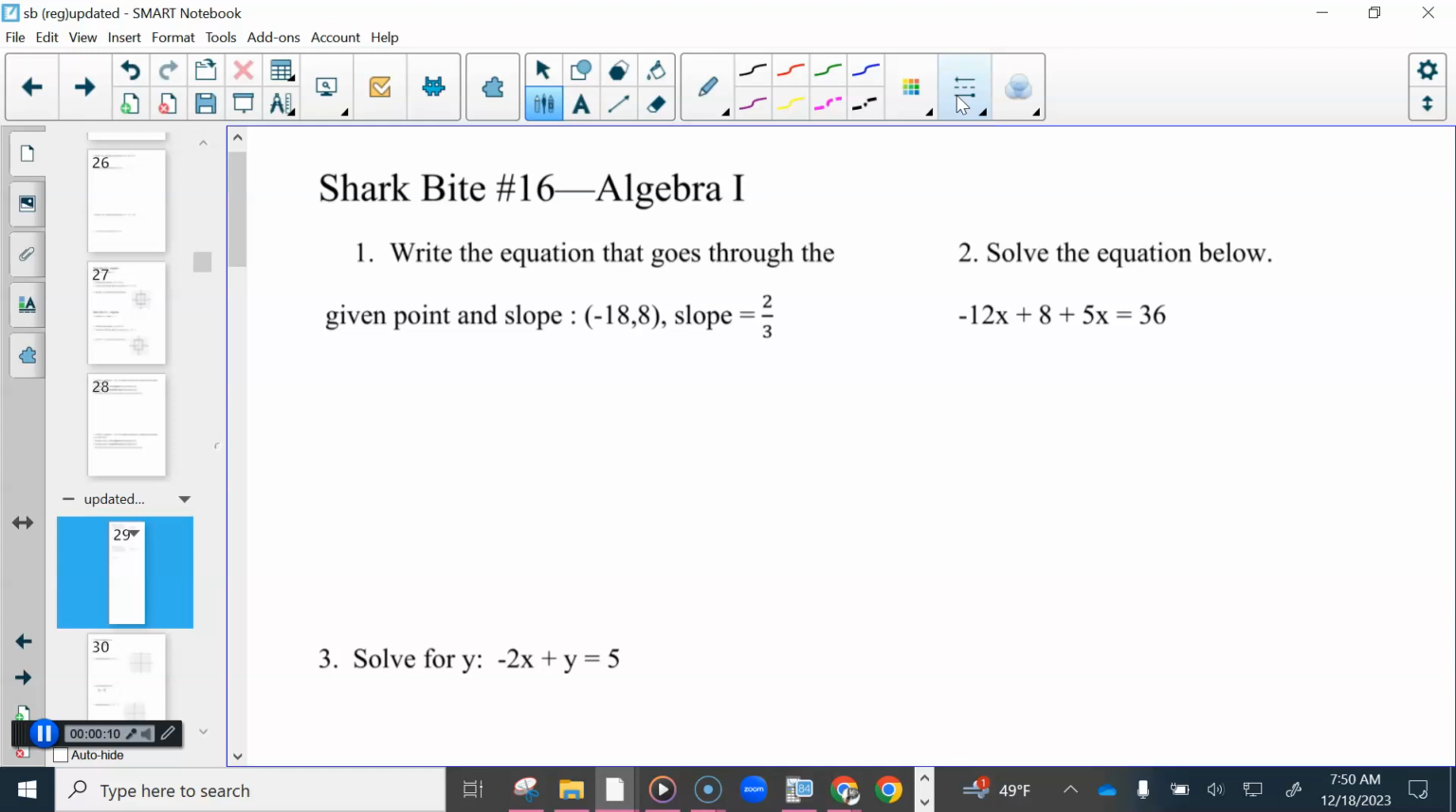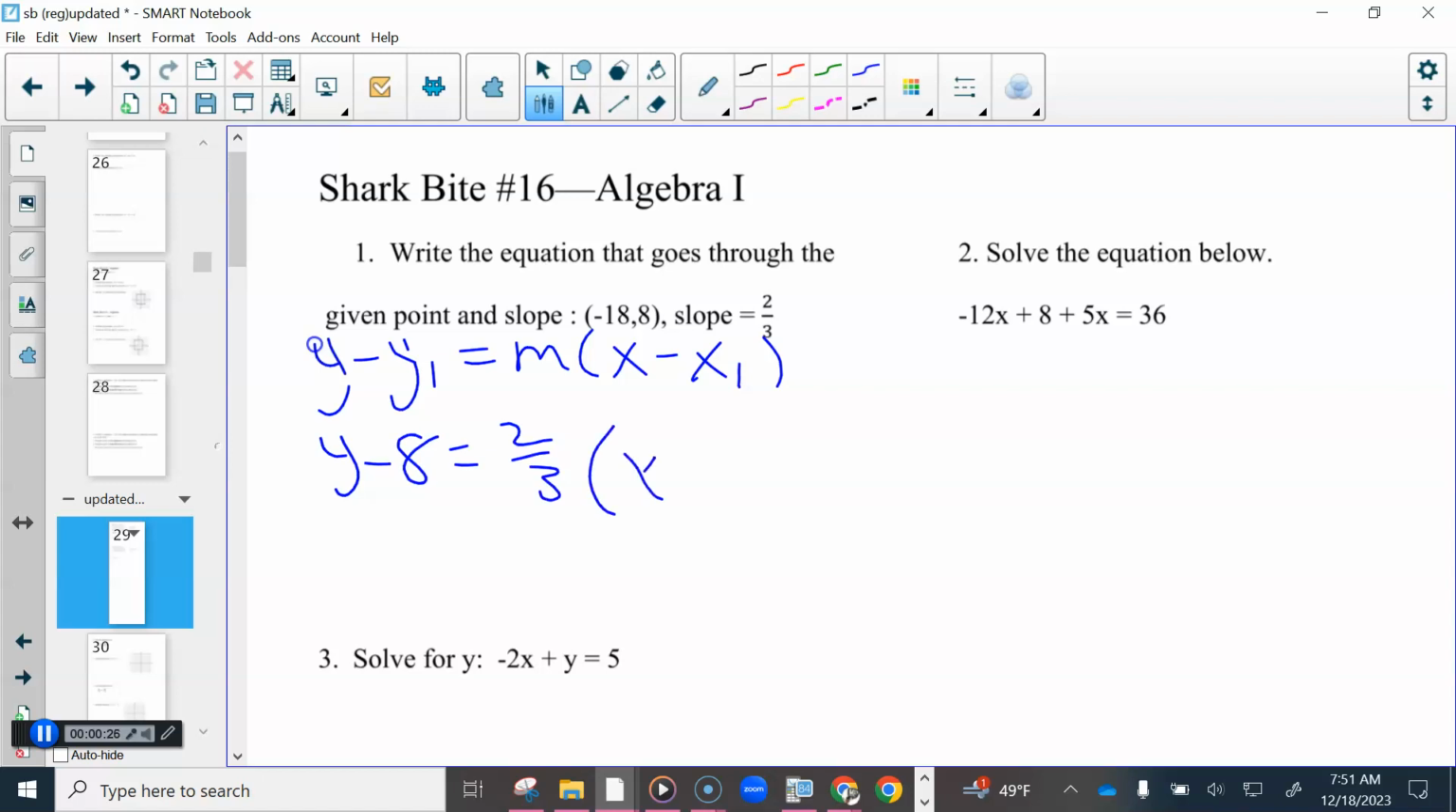For the line that goes through the given point and slope, you would be using y minus y1 equals m times x minus x1. And we would put in the point and the slope, so y minus 8 equals 2 over 3 times x plus 18. And then distribute.